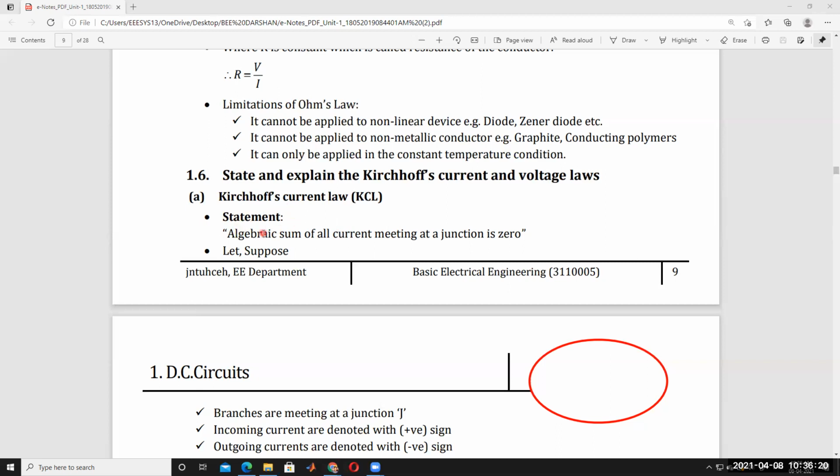Statement of Kirchhoff's current law: the algebraic sum of all currents meeting at a junction is equal to 0. That is called Kirchhoff's current law.